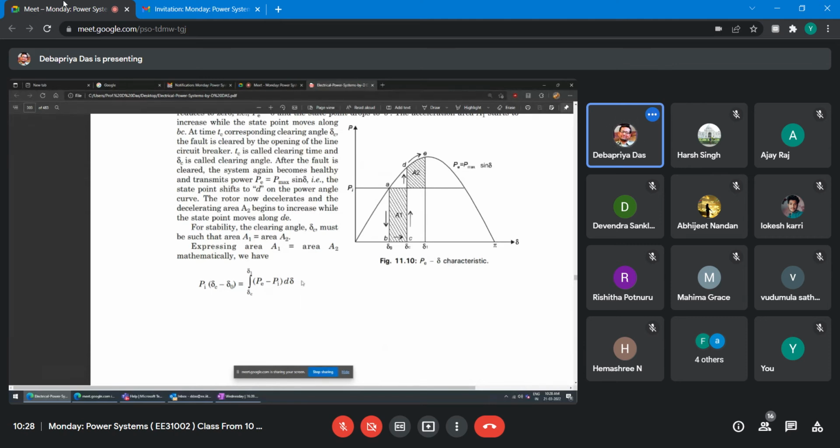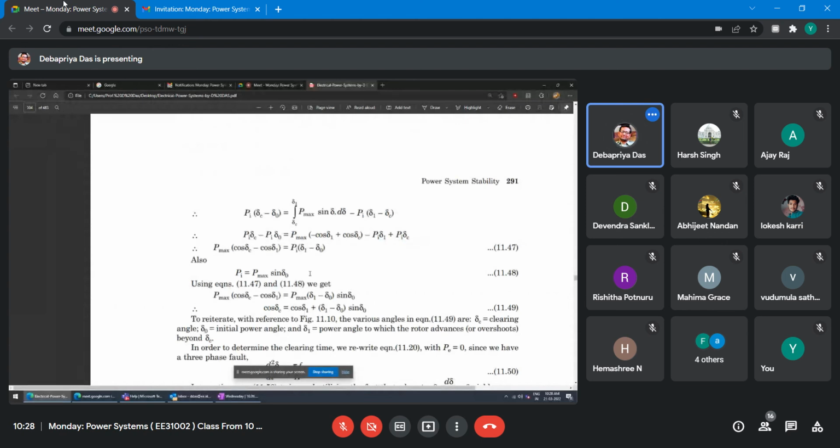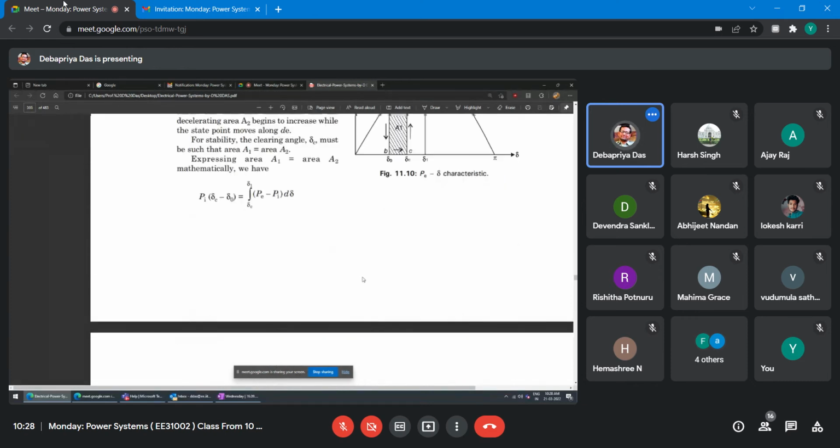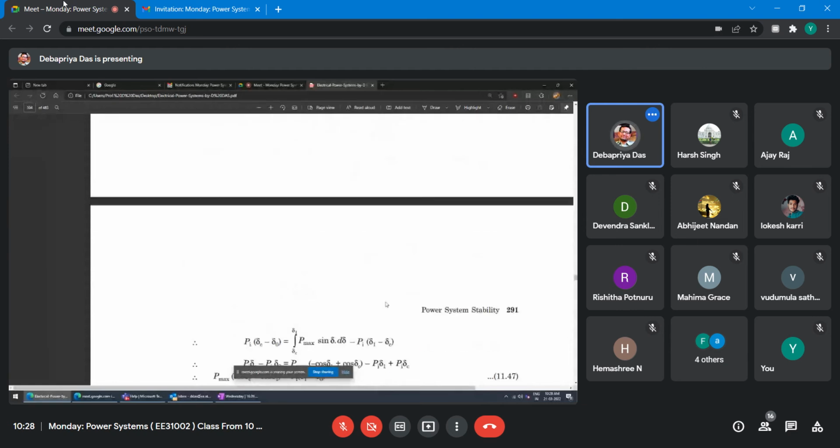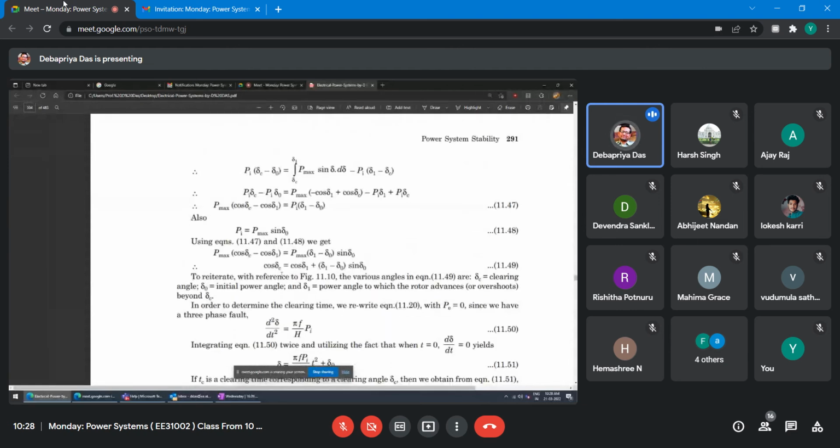Now you integrate, right? If you integrate and put in all these conditions, P is equal to P max sine delta, and Pi is equal to P max sine delta zero, because at delta zero, Pi is equal to P max sine delta zero. If you do so, you will get another nonlinear equation: cos delta C is equal to cos delta one plus (delta one minus delta zero) into sine delta zero, right?